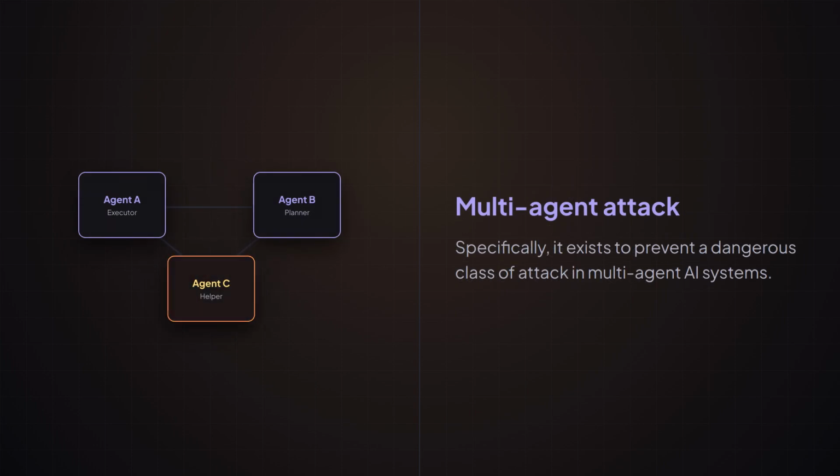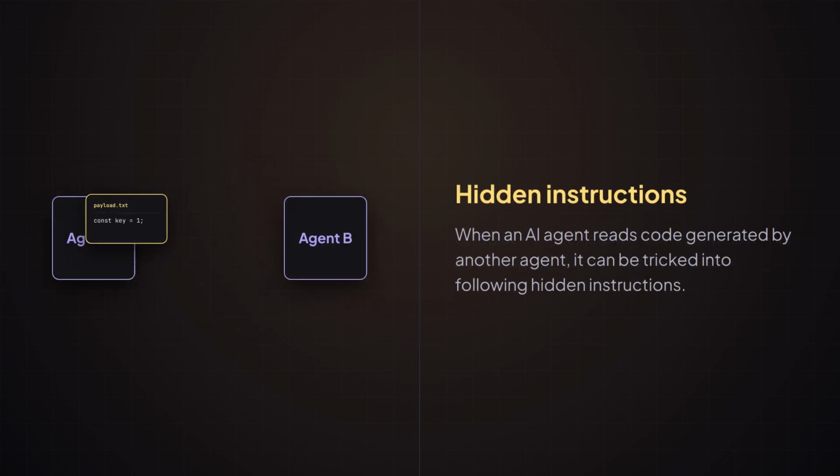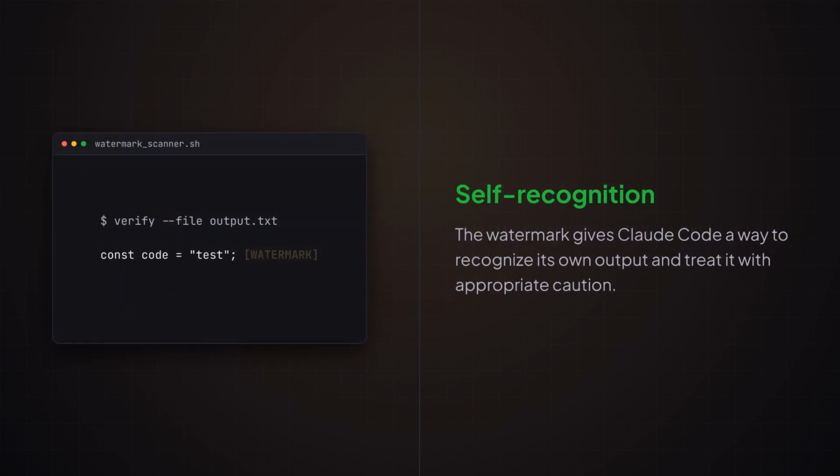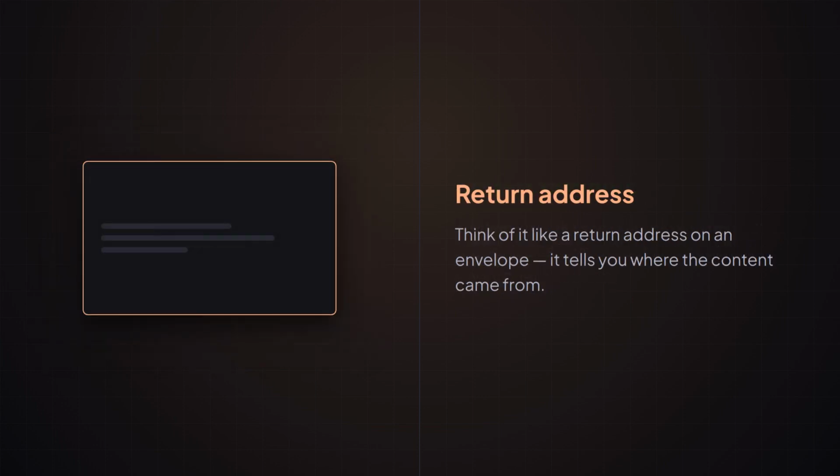Specifically, it exists to prevent a dangerous class of attack in multi-agent AI systems. When an AI agent reads code generated by another agent, it can be tricked into following hidden instructions. This is called indirect prompt injection, and it is one of the hardest unsolved problems in AI security. The watermark gives Claude Code a way to recognize its own output and treat it with appropriate caution.